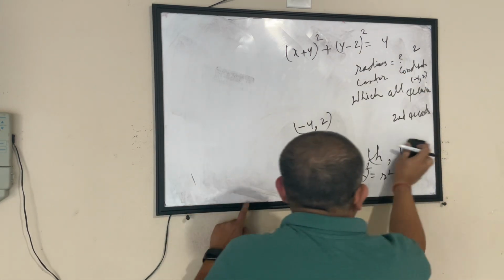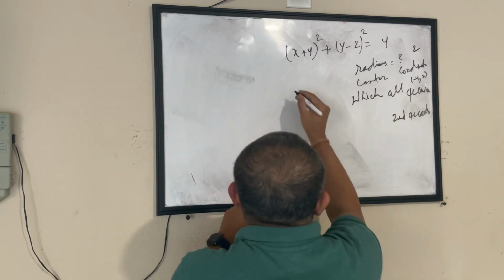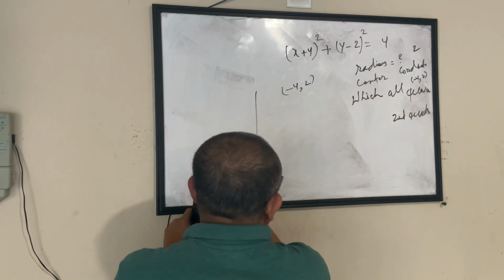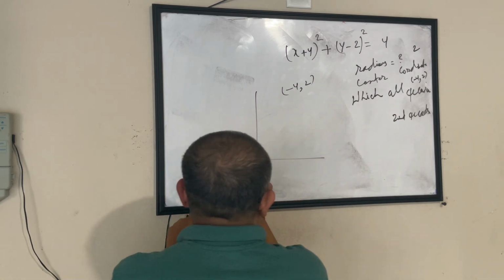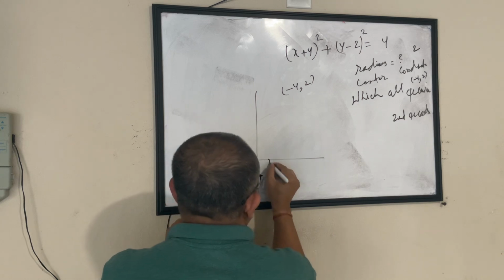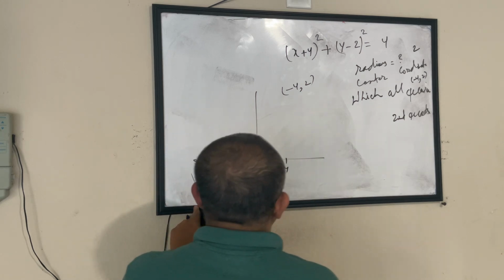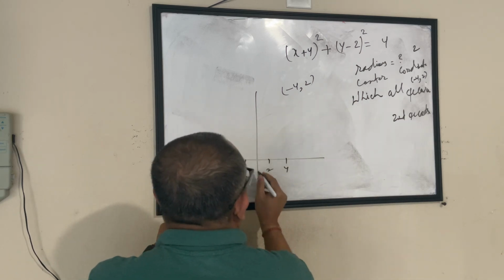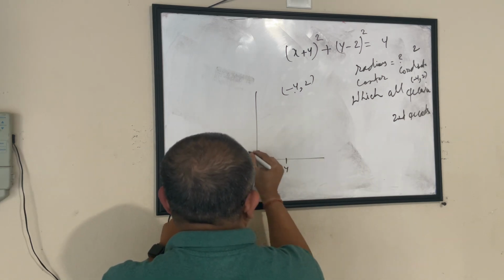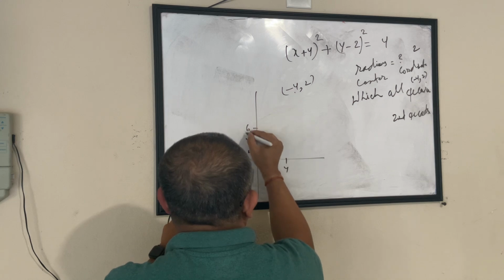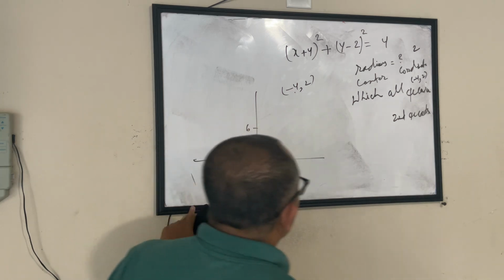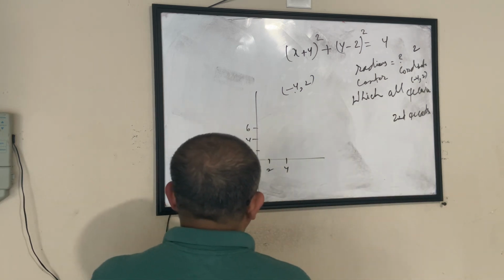Now let's plot (−4, 2). This is my coordinates of the center. So −4, and 2. So this is 2, this is 4, this is 6. (−4, 2), this is my center. And my radius is 2.